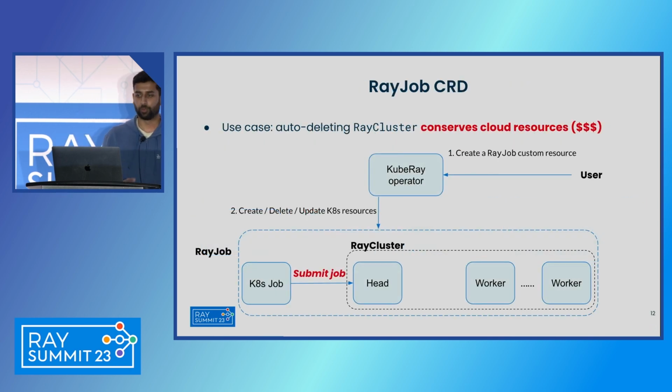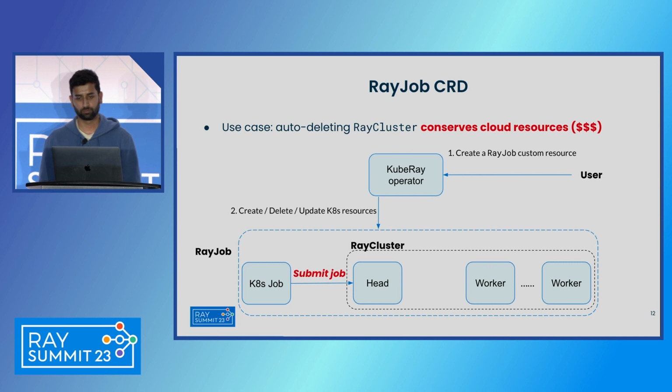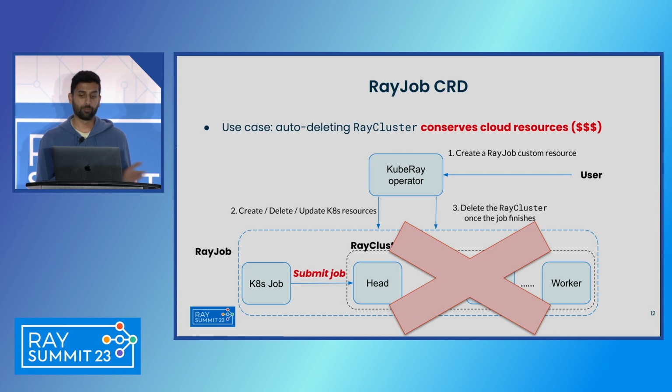Now let's talk about Ray Job, a custom resource that's particularly beneficial for those concerned about cloud resource costs. You create a Ray job, and then the KubeRay operator springs into action, creating, updating, and deleting the Kubernetes resources. And one great thing about this is, as we mentioned previously, once the job is done, it will automatically delete the Ray cluster, conserving your valuable cloud resources.